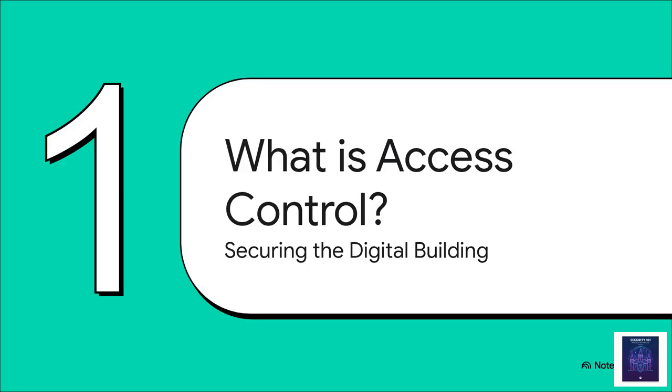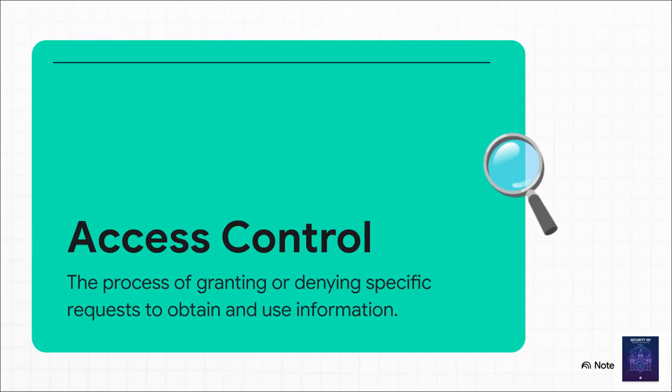So, to get our heads around this, let's think about access control like it's security for a physical building. It's not just about locking the front door, right? It's about controlling who gets into which rooms and what they're actually allowed to do once they're inside. Now, if you want the official fancy definition, here it is, from the National Institute of Standards and Technology. But what does all that jargon actually mean? Basically, access control is the digital bouncer standing at the door of your data, checking IDs and deciding who gets in and who stays out.